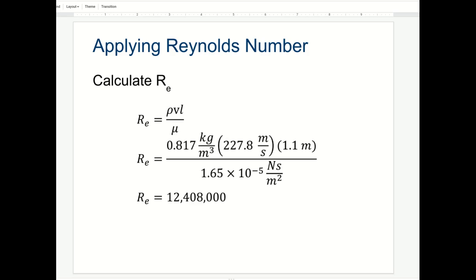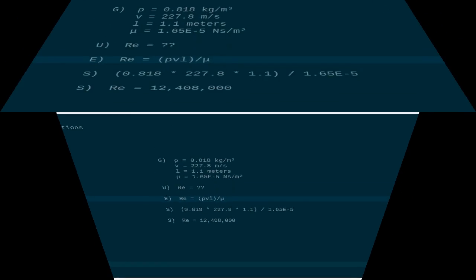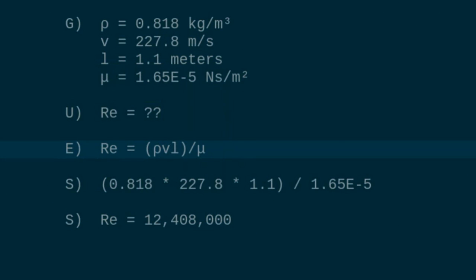So again, what I would expect to see in your notebook is going to be the GUESS method. So it would look like this. You would have your givens, which would be the rho, and then your velocity in meters per second, your length in meters, and your mu, the value for your viscosity coefficient in Newton seconds per meter squared. The Reynolds number is what we're looking for. There's no unit with that because it's a force divided by a force.